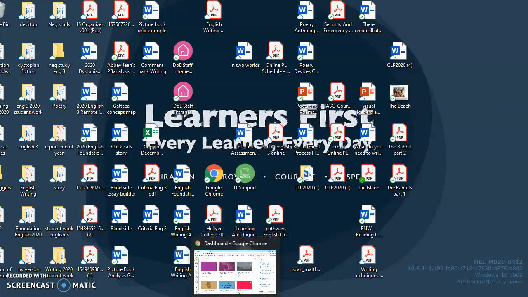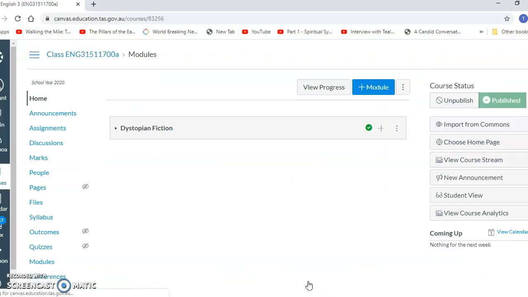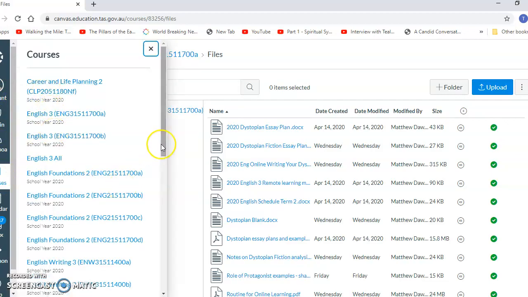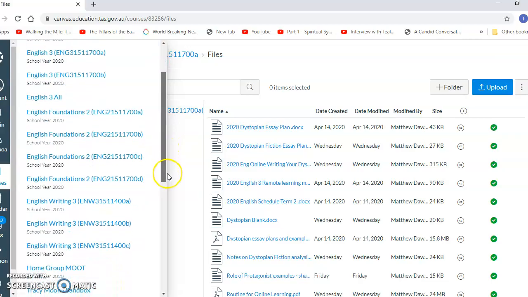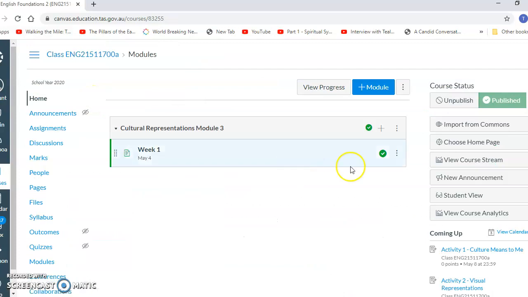Everyone, I'm just going to go into Canvas to show you, first of all, when I bring up your class and then click on Files. Oh, I'm in the wrong class, dear me. It's English Foundations I want. Again, go to Files.